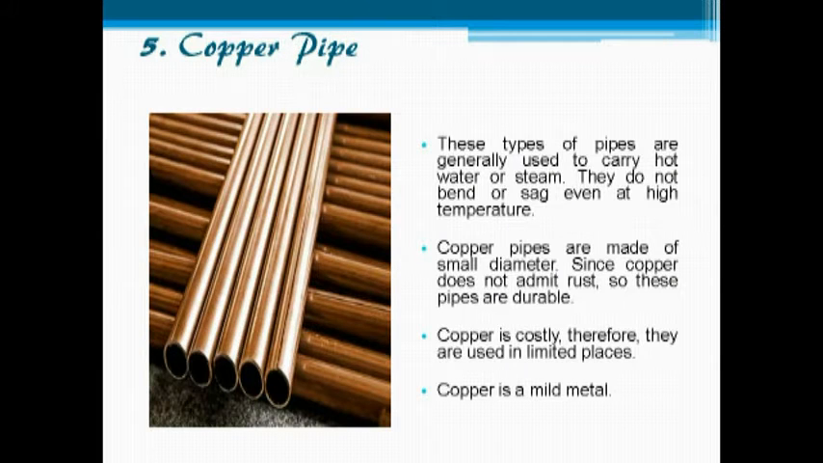Number 5. Copper pipe. These types of pipes are generally used to carry hot water or steam. They do not bend or sag even at high temperature. Copper pipes are made in small diameters. Since copper does not rust, these pipes are durable. However, as copper is costly, they are used in limited places. Copper is a mild metal, therefore copper pipes can be bent easily. They are joined by flange joints and union joints.